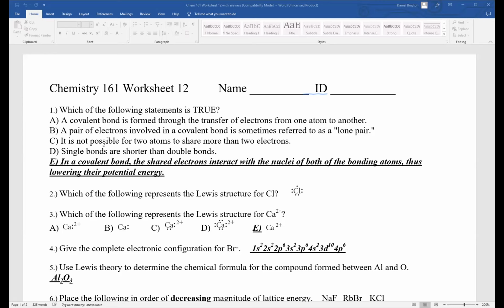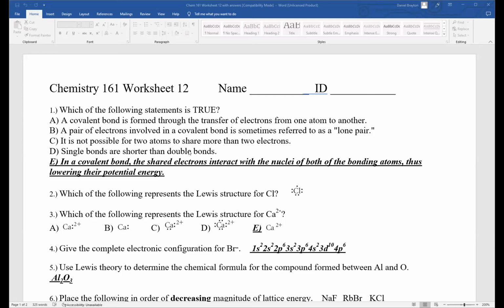That's false, right? So it's worded fine. It is not possible for two atoms to share more than two electrons. So if they're sharing two, that's a single bond, right? If there's more, then the radical example that we saw could be in there, or double, triple bonds.